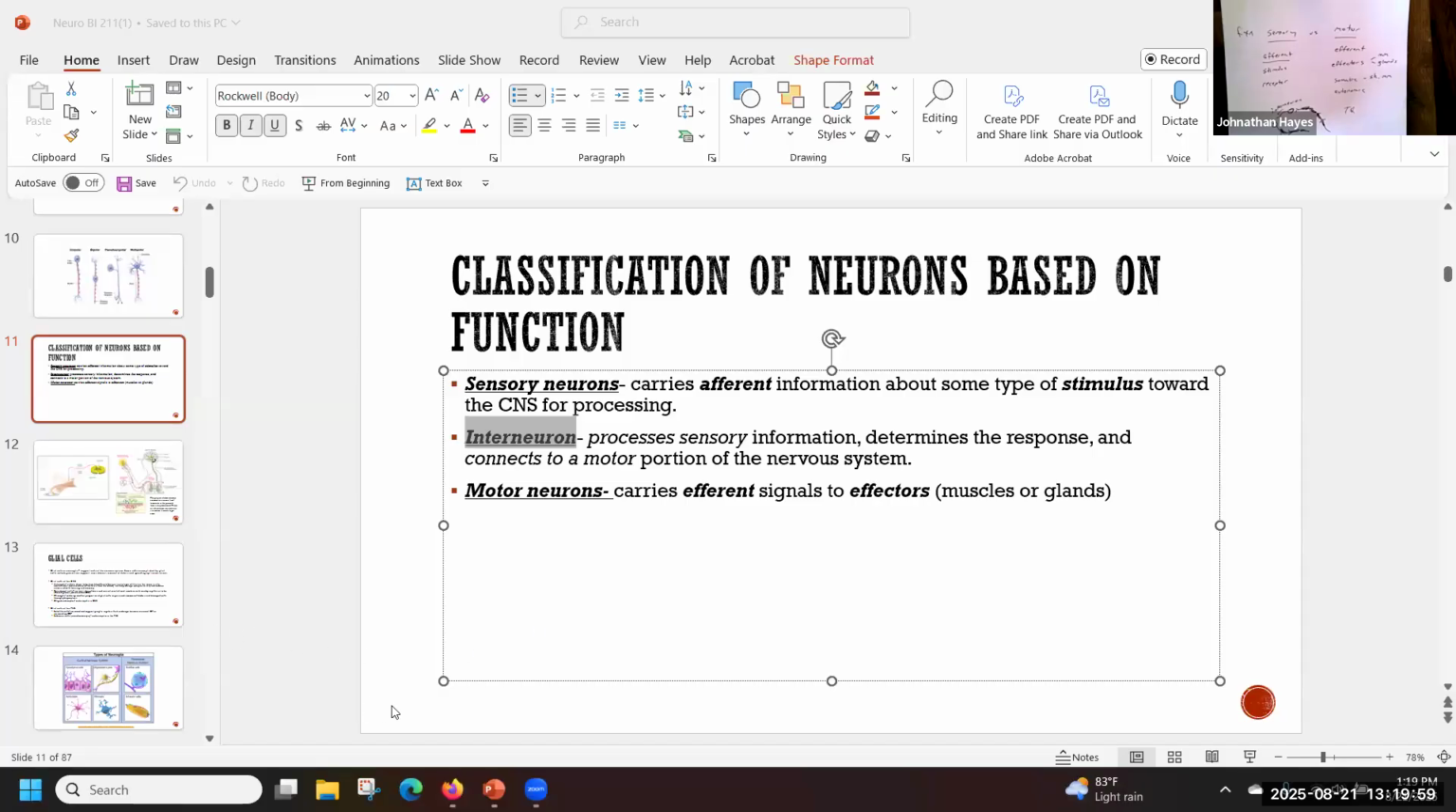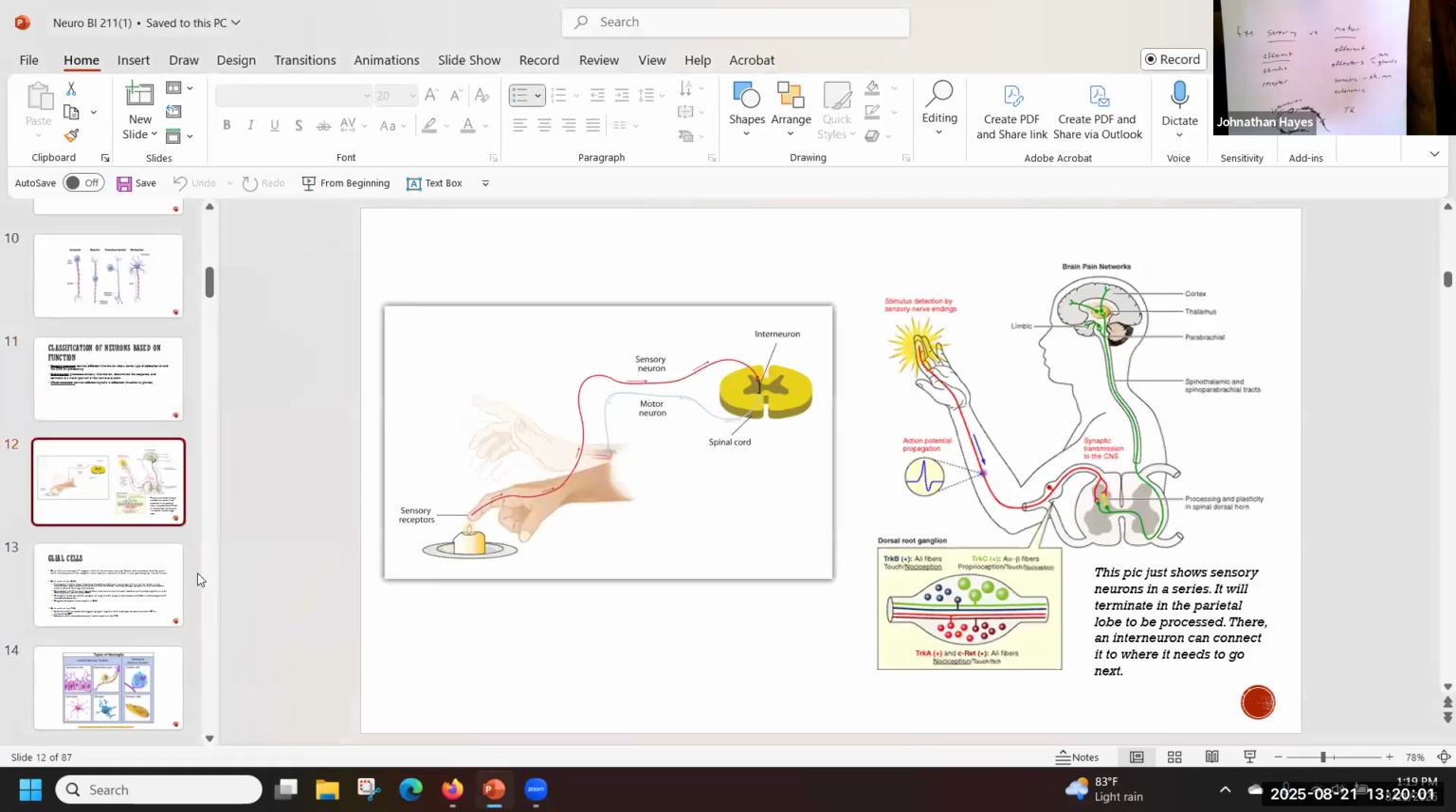Let's see. This is an example of a reflex loop. It's pretty small. You would probably have to zoom in on your own screen to see this, but they're showing some type of sensory afferent signal coming into the cord, entering the dorsal horn here. And inside that, they're showing a small interneuron, and then the motor efferent signals coming back out and going to a muscle. So this is typically the example I give you in class.